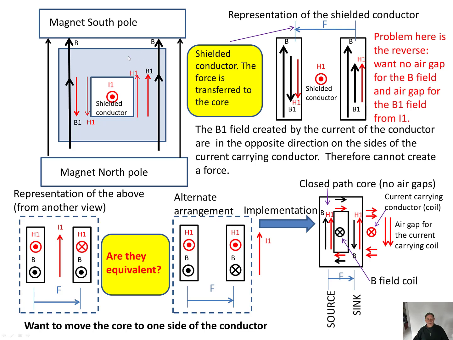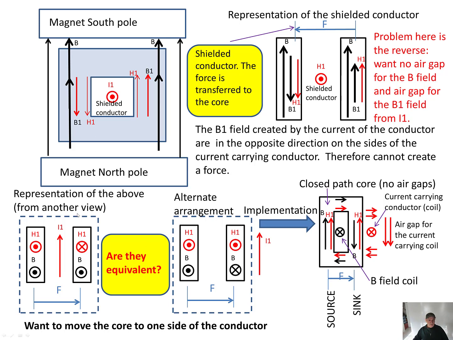So again, the representation of this shielded conductor is that the B field is parallel to the page. The B1 produced by the current is downwards here, and is H1. The B field is upwards. B1, which is the B field produced by H1, is upwards, which is in opposite direction, so that it doesn't contribute anything to the force. And H1 is upwards here. The problem is the reverse. We want no air gap for the B field and an air gap for the B1 field produced from I1. The B1 fields created by the current of the conductor are in opposite direction on the sides of the current conductor, therefore cannot create a force. However, if saturation occurs, then there'll be no force.